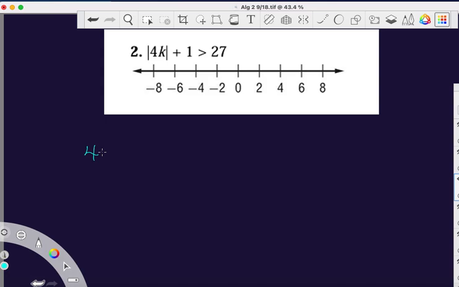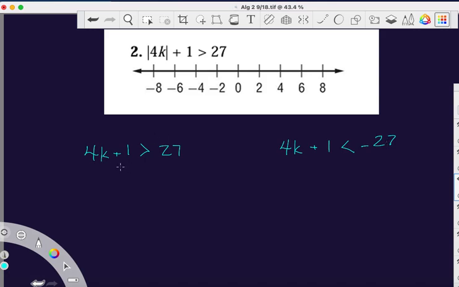So, 4K plus 1 is greater than 27. Right? 4K plus 1 is less than -27. That's our trick, right? Every time we solve for the opposite value, we change the inequality symbol.